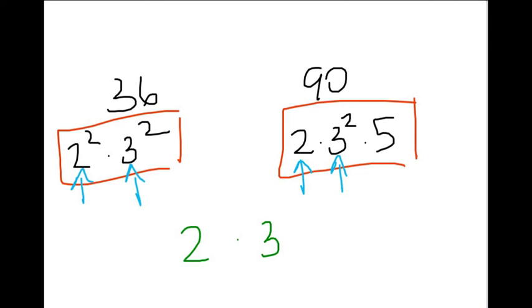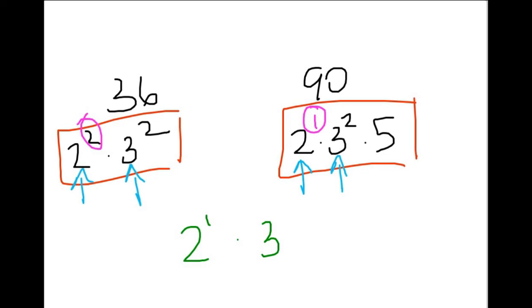But now I want to see how many of those they have in common. So how many 2's show up in both 36 and 90? So here what I do is I take the smallest exponent of that common factor. So over here I've got a 2, and over here I've got a 1. So the smaller exponent is 1, so it's 2 to the 1.